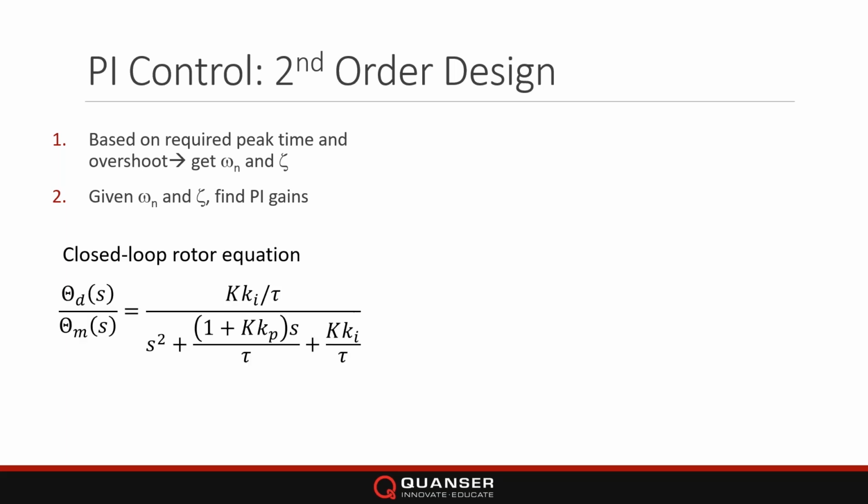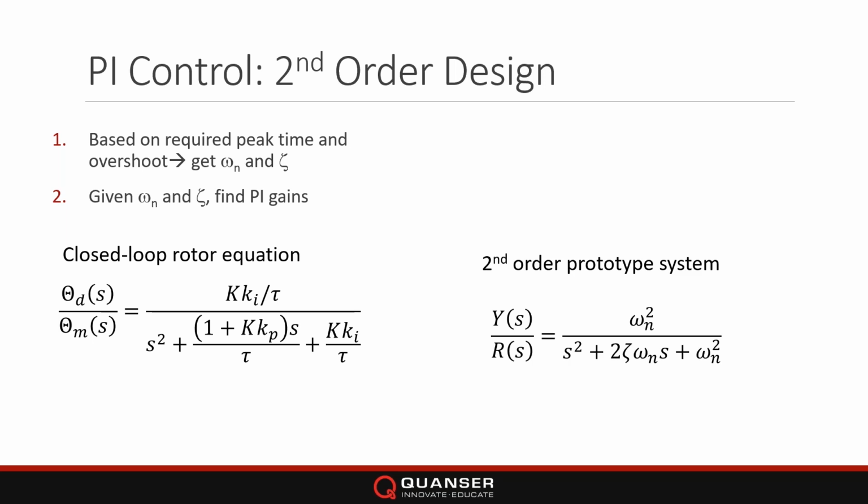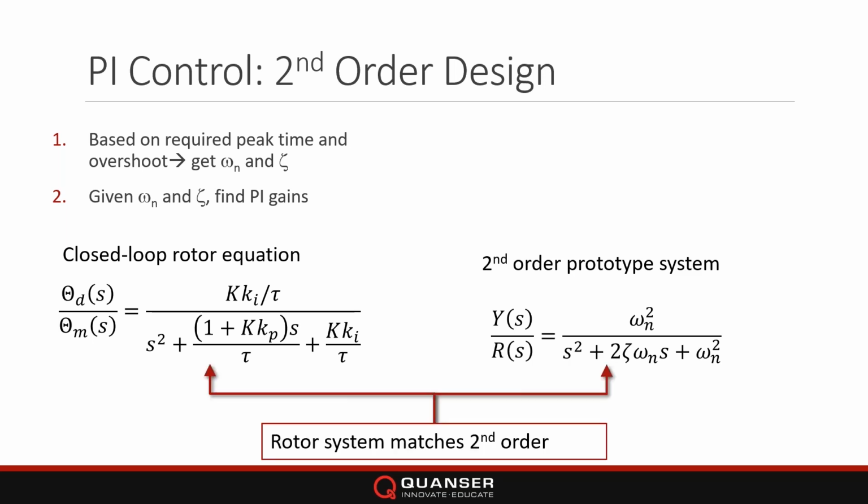If you go through the math, you can find that the closed loop rotor equation is as follows, quite standard, and your second order prototype system is as follows. But note that the rotor system matches the second order system, right? That is only possible if you feed back the proportional gain directly. If you didn't do that, you would wind up with a 0 in the numerator in your rotor equation, and you would get more overshoot. So it would not match as well.